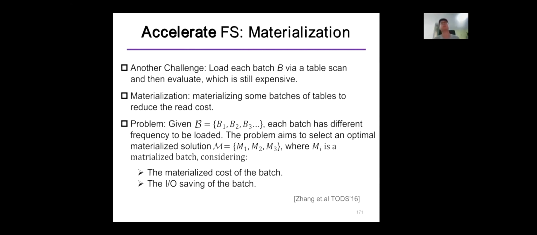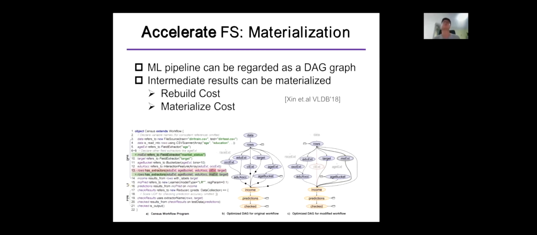So we can use a materialization technique to materialize some batches of tables to reduce the read cost. The key motivation is that each batch has a different frequency of being loaded. So the problem is to select an optimal materialization solution where Mi is a materialized batch. This considers the materialization cost of the batch and the I/O saving of the batch. So this is a trade-off.